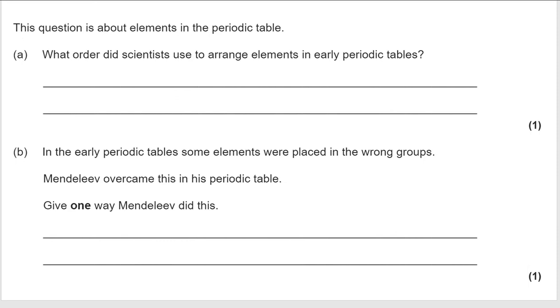What order did scientists use to arrange elements in early periodic tables? The key here is early periodic tables, and it's atomic weight. We use mass number now, but they used to use atomic weight. We've got to get that distinction into understanding.